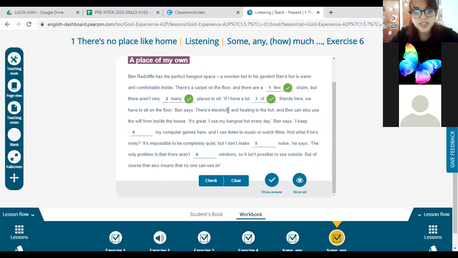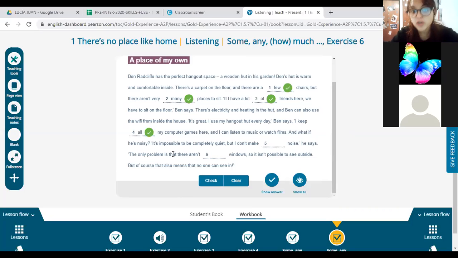There's electricity and heating in the hut, and Ben can also use the Wi-Fi from inside the house. It's great. I use my hangout house every day, Ben says. I keep my computer games here, and I can listen to music or watch films.